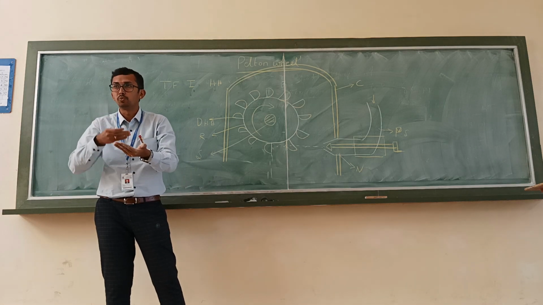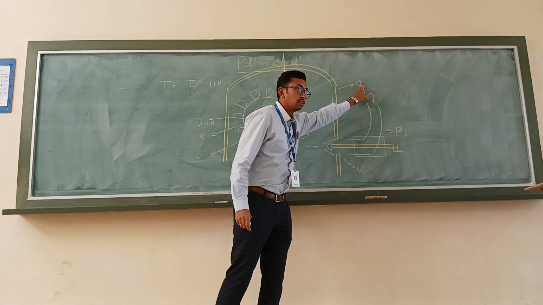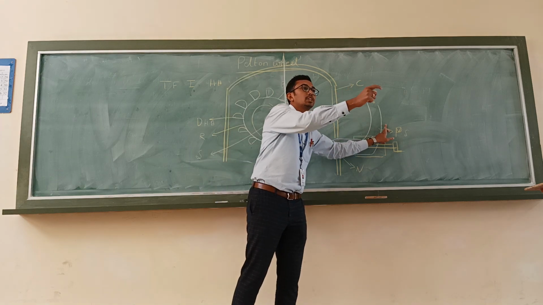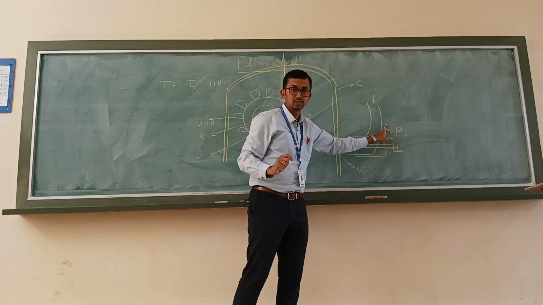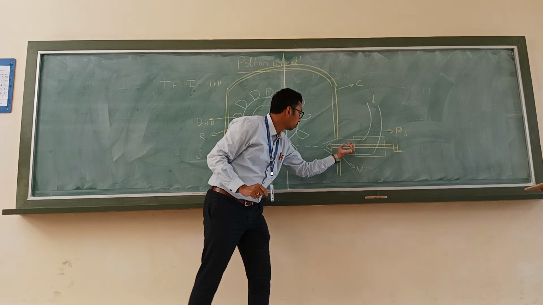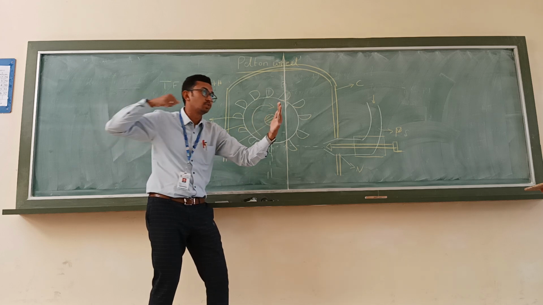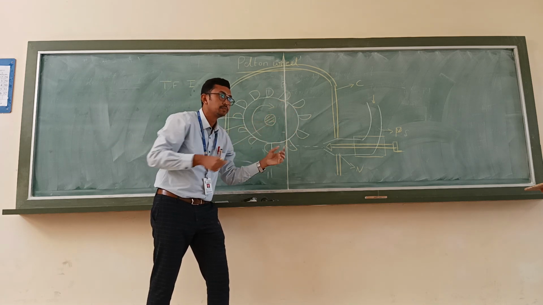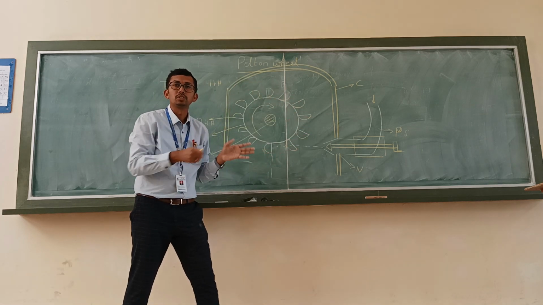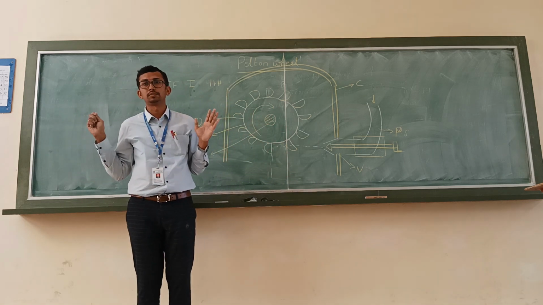Next one is working. The water from the reservoir flows to the nozzle through the penstock, where potential energy of the water will be converted into kinetic energy. This high jet of water from the nozzle is made to pass over the blades. Due to the impulsive force, the rotor is going to rotate. So this is how we convert the kinetic energy of the water to mechanical energy. That's it.